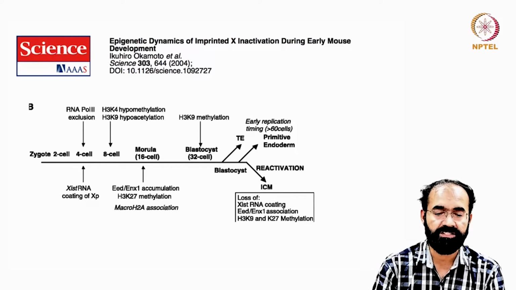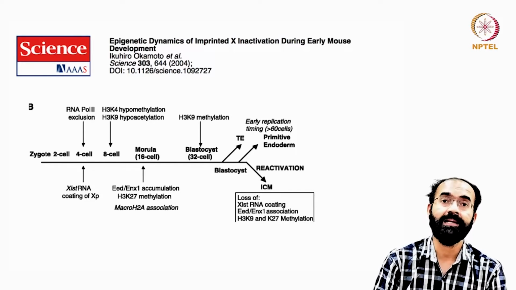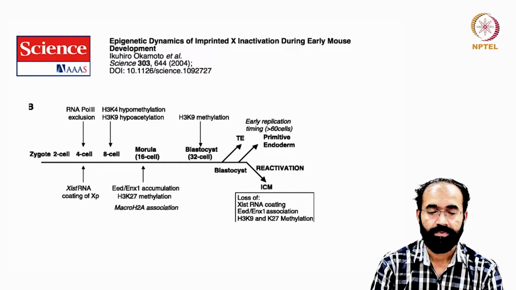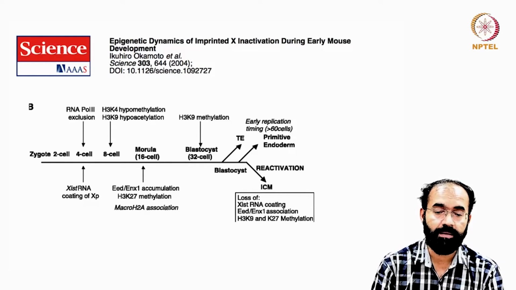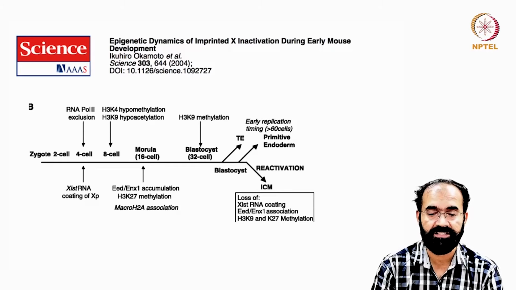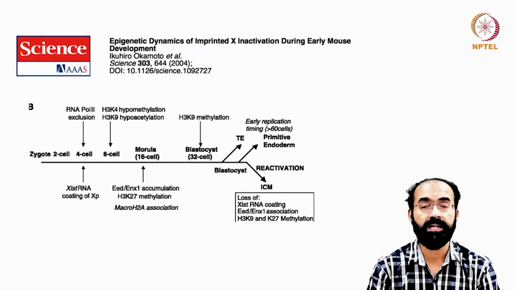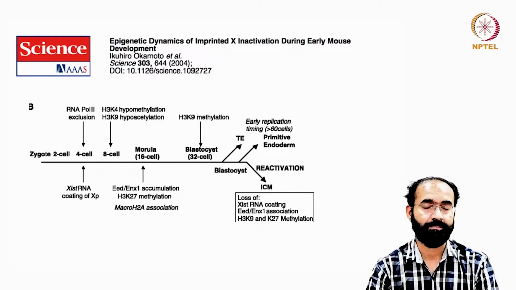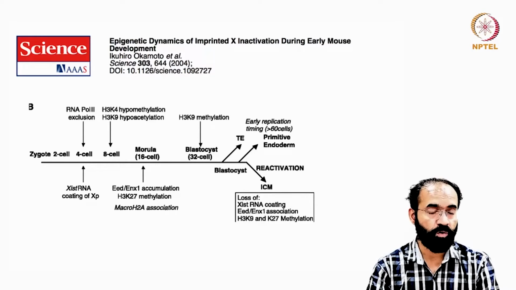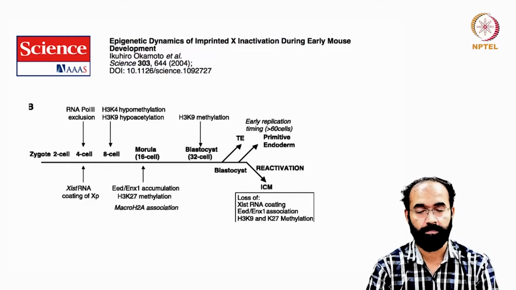At around blastocyst stage, you have H3K9 methylation taking place, and then you have got TE, trophectoderm, and these are all happening at the blastocyst stage, and you have early replication timing, that is more than 60 cells of the primitive endoderm will show the early replication timing. That means cell replication, and of course the X chromosome also has to replicate.